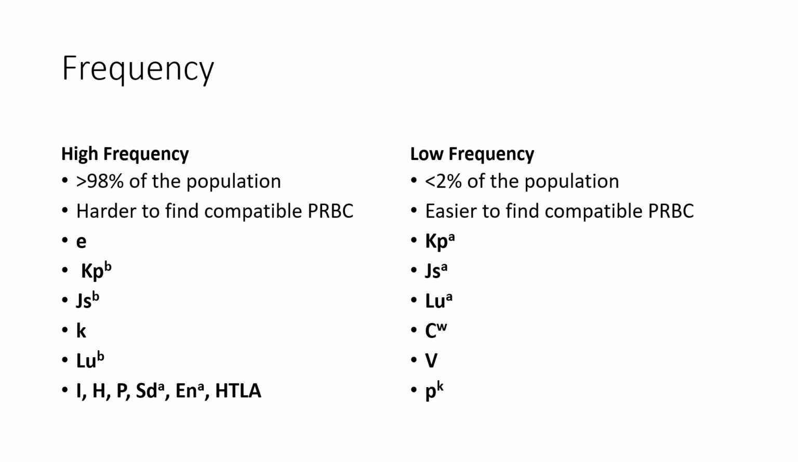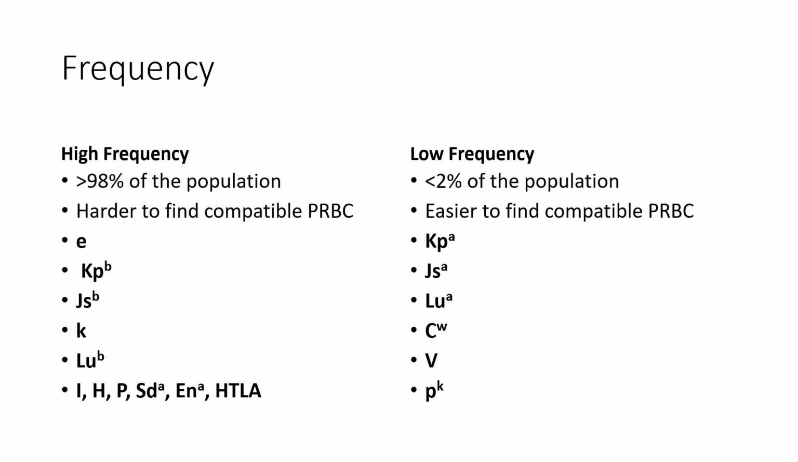Low-frequency antigens are defined as antigens that are found in less than 2% of the population, and therefore it's much easier to find compatible red blood cells for these patients. They include KPA, JSA, Lutheran A, CW, VEL, and PK.